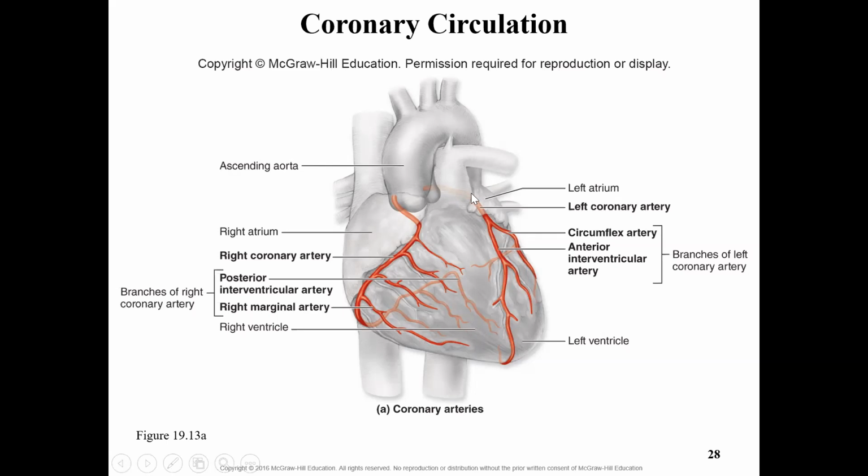The left coronary artery comes out of the ascending aorta from the left side and nourishes the left side of the heart. When it comes out of the aorta, it makes two branches. One of them goes to the anterior interventricular sulcus. We call it the anterior interventricular artery. The other goes to the left side of the heart, and we call it the circumflex artery. So the anterior interventricular and the circumflex arteries are the important branches of the left coronary artery. And you need to memorize these names.